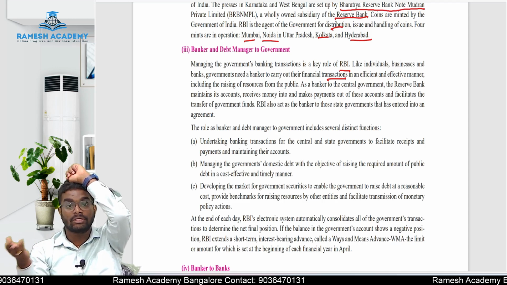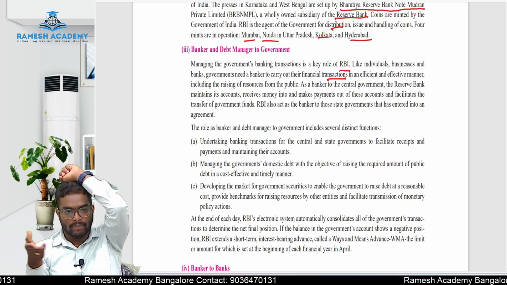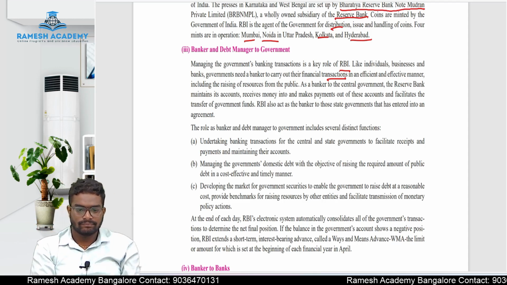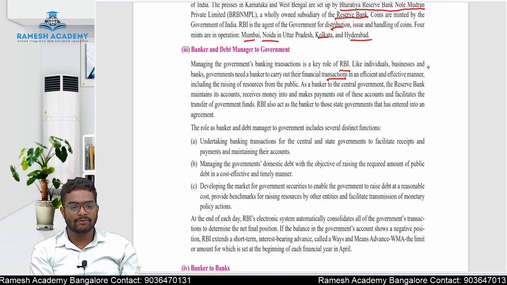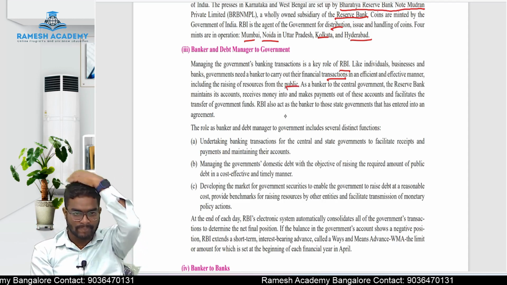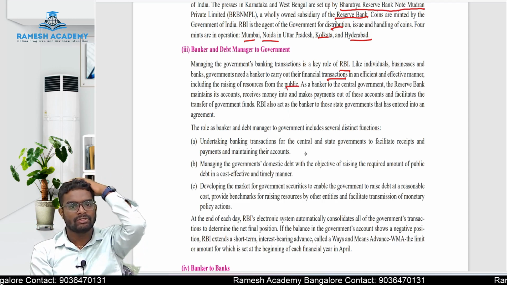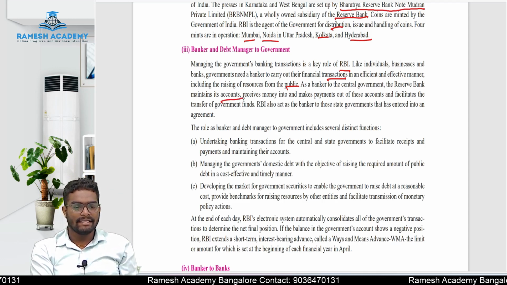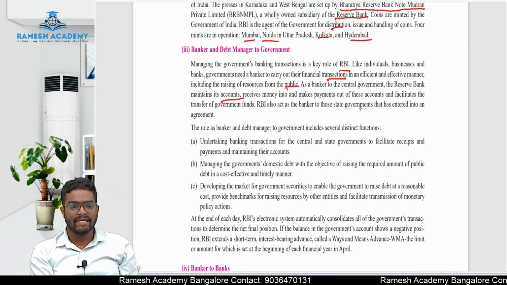who build roads, bridges, and other infrastructure activities, in an efficient and effective manner, including the raising of resources from the public, because people have to pay tax to the government. That also is routed through RBI itself. As a banker to the central government, the Reserve Bank maintains its accounts, receives money into and makes payments out of these accounts and facilitates the transfer of government funds.